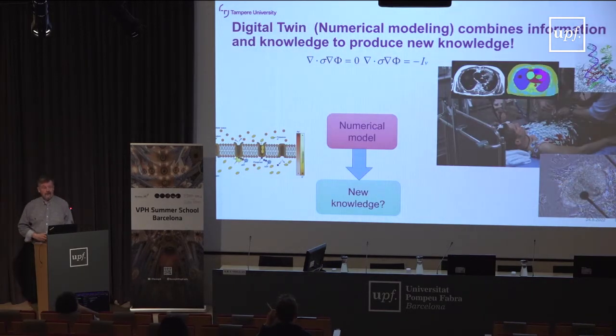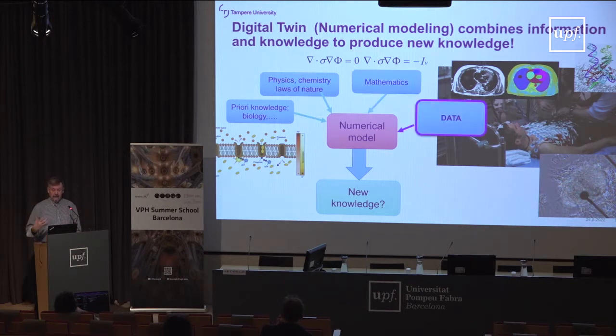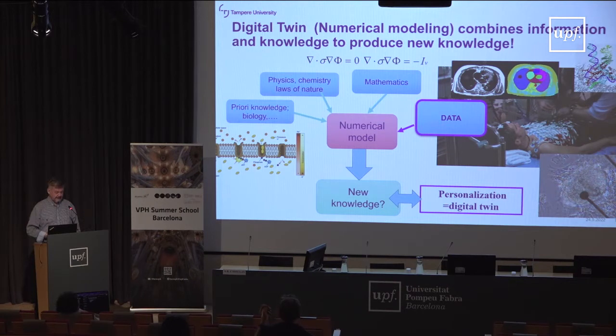And of course I think we all think that computational modeling is important, and this is a slide from my basic lectures. For modeling, if we think about physiological modeling of the human body, we have a lot of information about biology. We have the laws of chemistry and physics in nature. And of course then we have mathematics. And when we combine it with the data from the patient, hopefully we could have this personalized model or digital twin that is now one of the buzzwords.